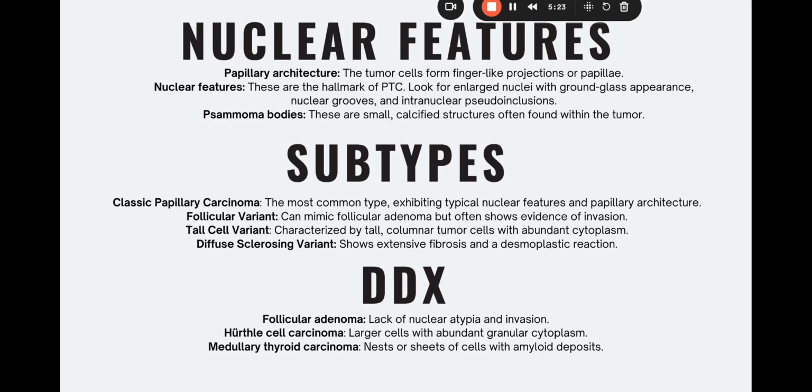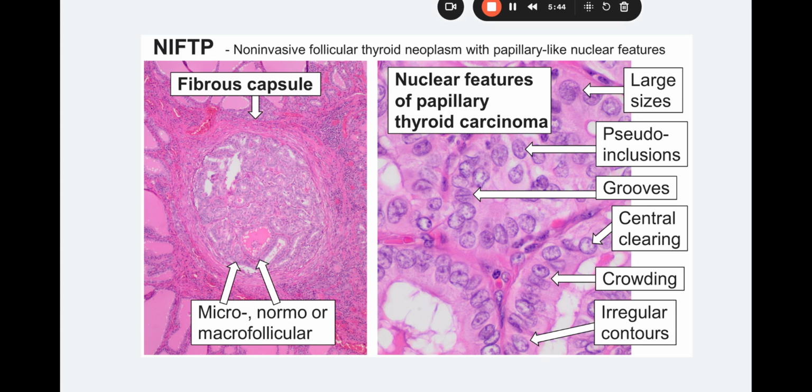And then in terms of differential diagnosis, other things to keep in mind include follicular adenoma. Those are going to typically lack nuclear atypia and invasion. Hurthle cell carcinoma. Those are going to have larger cells with abundant granular cytoplasm. And then medullary thyroid carcinoma is going to be nests or sheets of cells with amyloid deposits. Amyloid is very important to keep in mind with medullary.